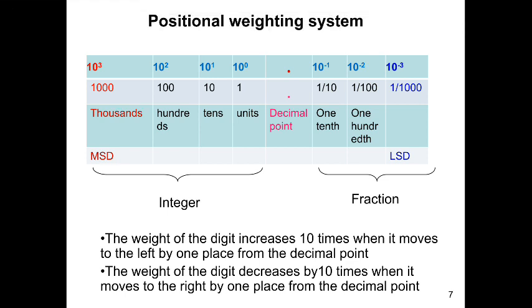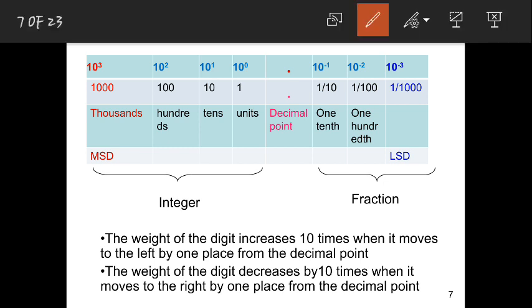Yes, so this is the positional weighting system. As I said, if you take any number, you have this point, which is called the decimal point. To the left side of the decimal point, generally we know these are the units place, tens, hundreds, thousands and so on. Whereas after the decimal point, if you write, it will be 1/10, 1/100, 1/1000 and so on.